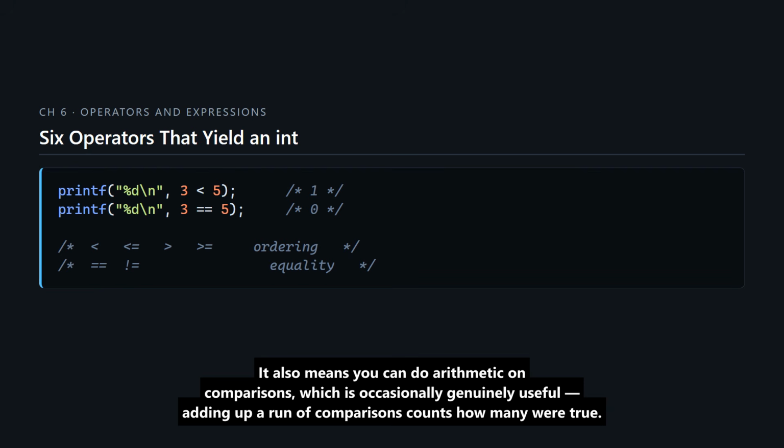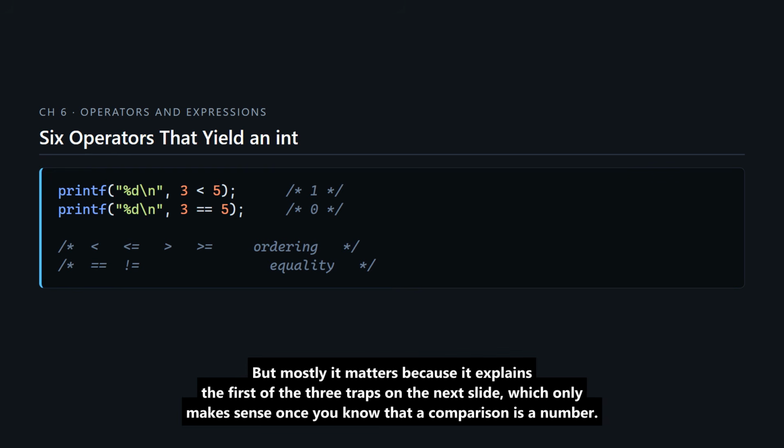It also means you can do arithmetic on comparisons, which is occasionally genuinely useful. Adding up a run of comparisons counts how many were true. But mostly it matters because it explains the first of the 3 traps on the next slide, which only makes sense once you know that a comparison is a number.